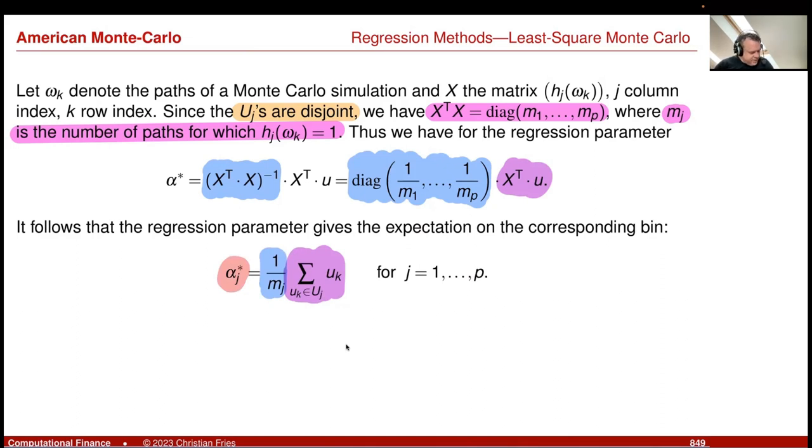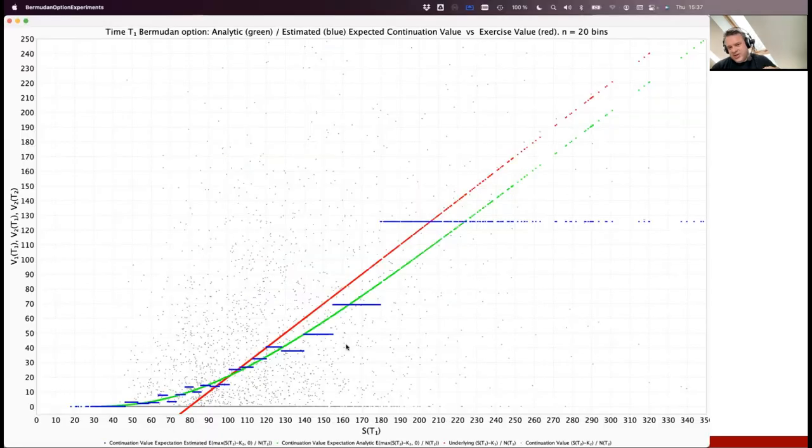And then your conditional expectation estimator is the X multiplied with the alpha star. The X is now all these indicator functions. So you just have a row where there is a 1 in one position, namely in that bin. So this just means take the alpha J for the corresponding bin and assign it to the sample path. So maybe that's a nice interpretation, and now you know why this picture looks like that. Also, because this code that I'm using is just the regression code with a different set of basis functions.